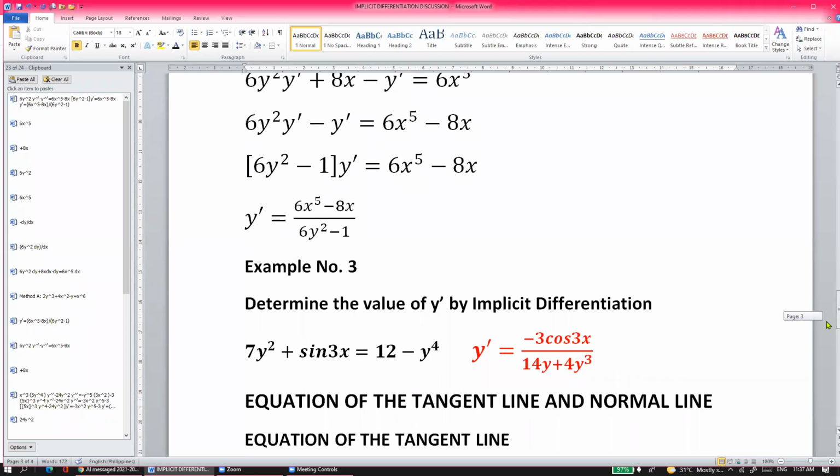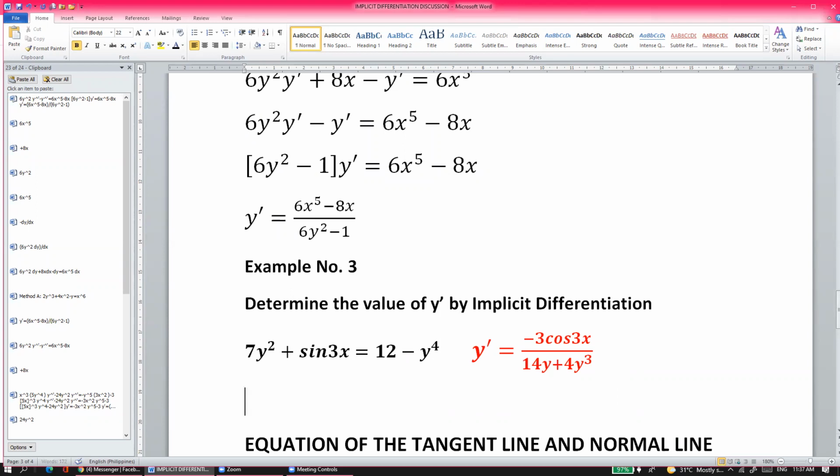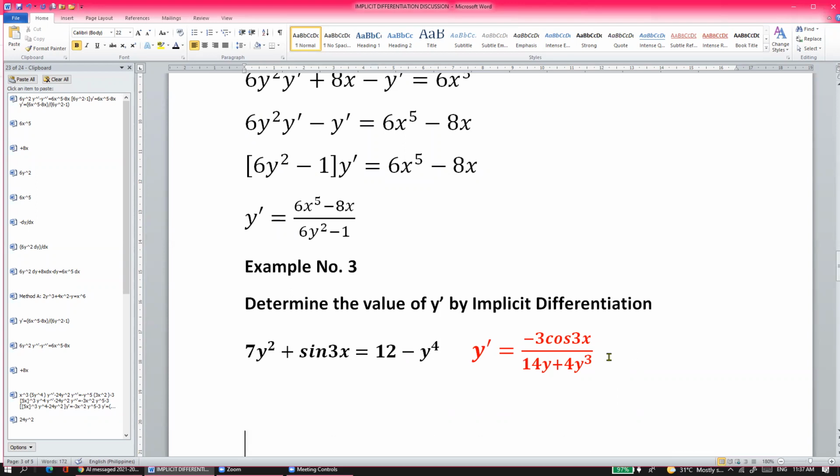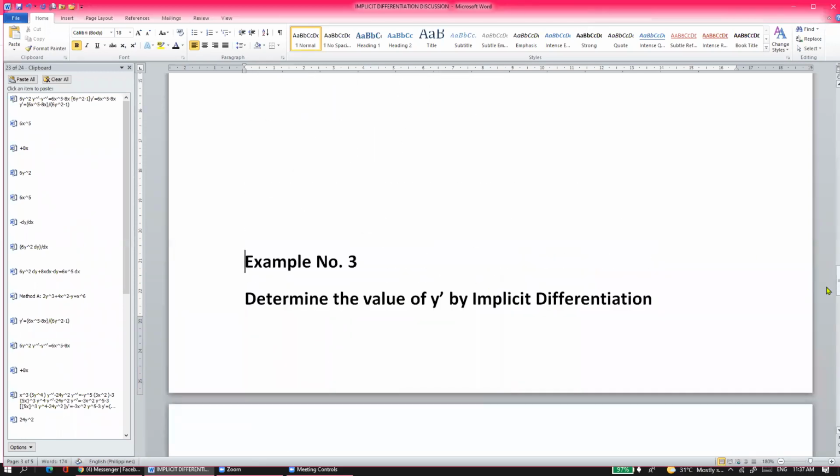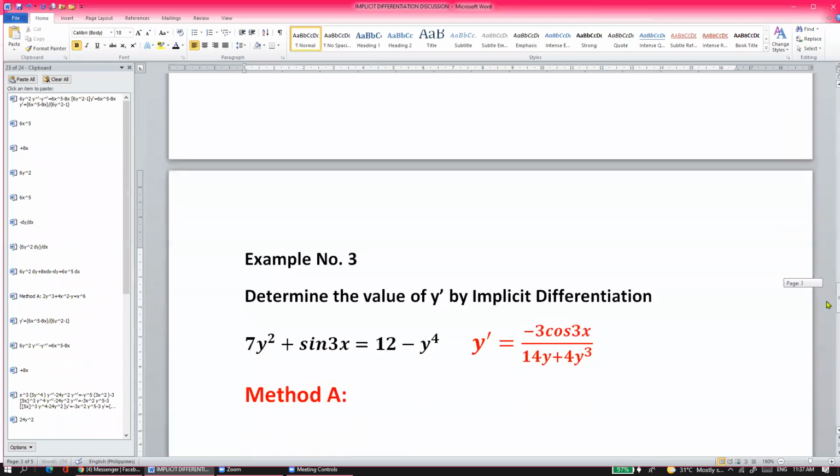Determine the value of y prime by implicit differentiation. So, ito, iba naman, no? May nakita na tayong function. So, method A tayo. So, enter ko na lang, di nakasya sa page. Ito siya, yan. Baba ko na lang ng konti.